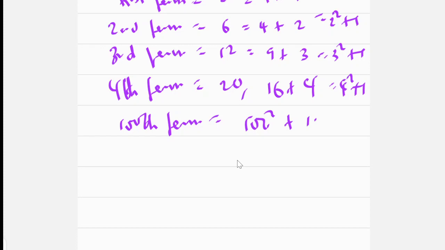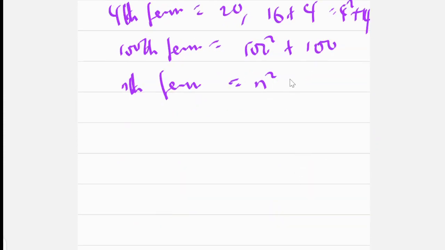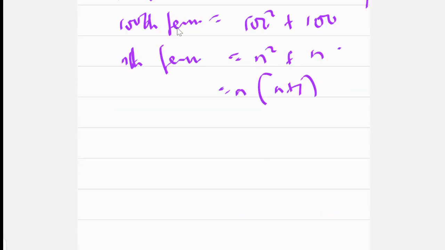The nth term will be n square plus 1. It means your nth term will be what? N square. No, sorry, this is not plus 1. I made a mistake. This is 2, that is the number of the term, 4 square. It means the 100th term will be 100 square plus 100. I'm sorry. So the nth term will be n square plus n. I hope you understand. So then you are going to have n into, because n is common, n plus 1. Let's see if they have it together or they split it this way too. So yeah, they didn't split it. You can see you have it for free.